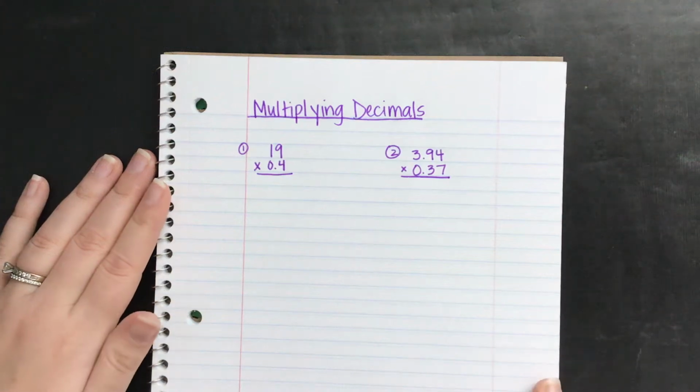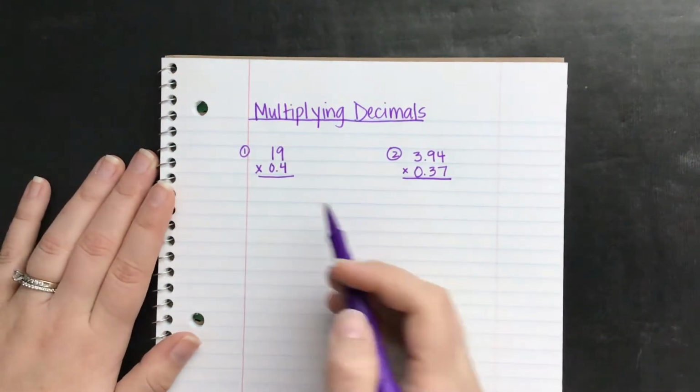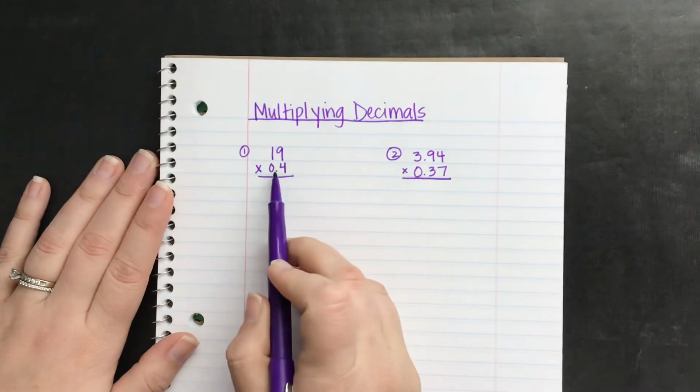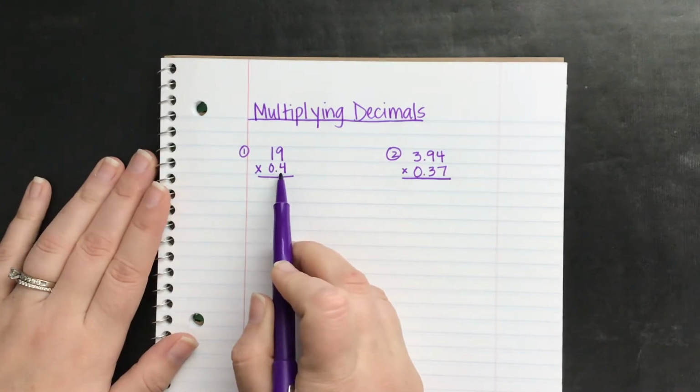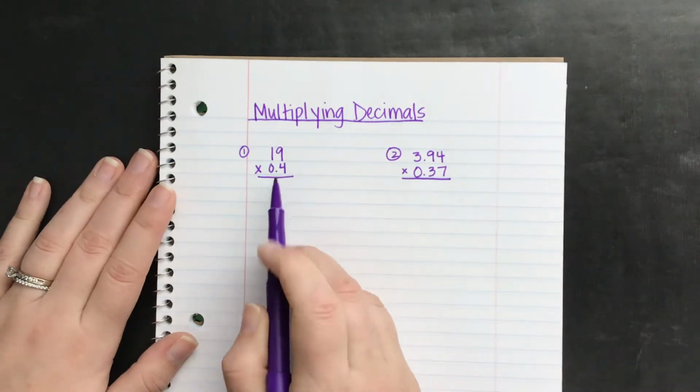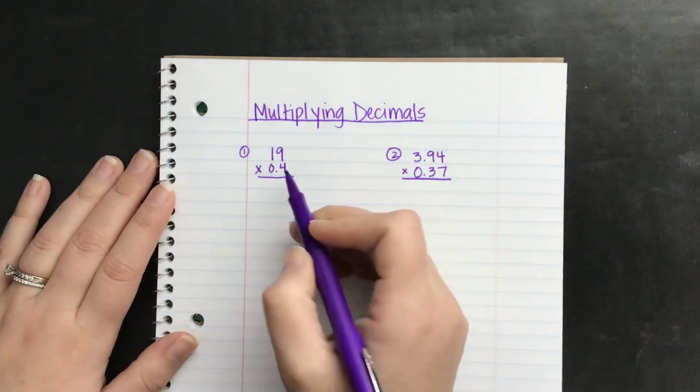Okay guys, here is multiplying decimals. Remember when you multiply decimals, you're gonna act like there's no decimal point there when you're multiplying. And then after, you're gonna look at how many numbers are behind the decimal point, and that's how many places we're gonna move it over. So we're gonna start first by multiplying.